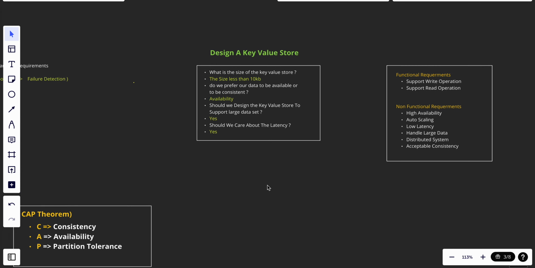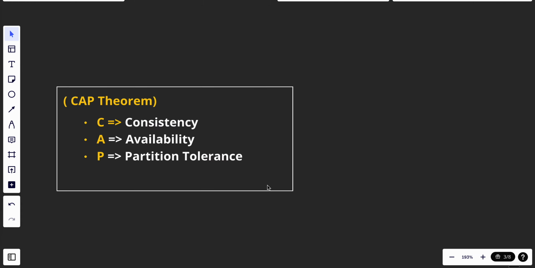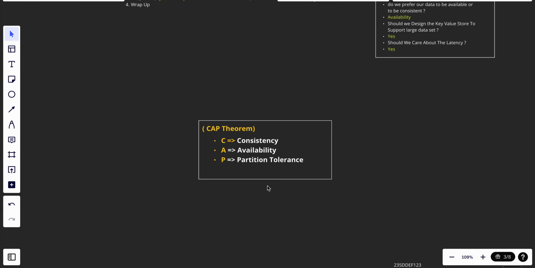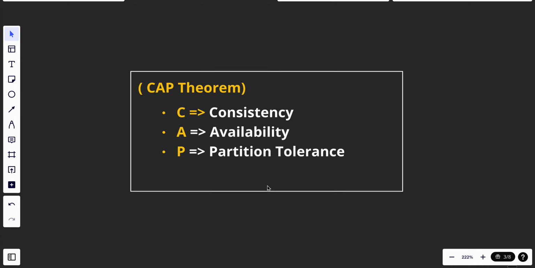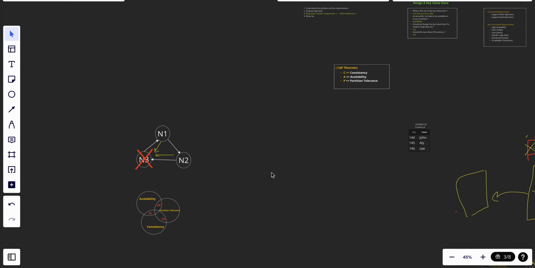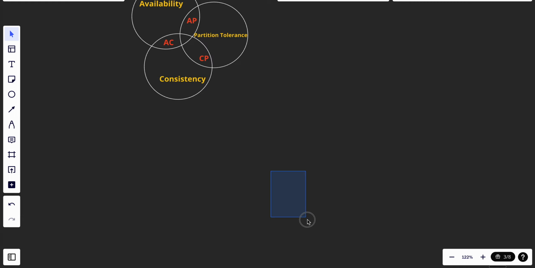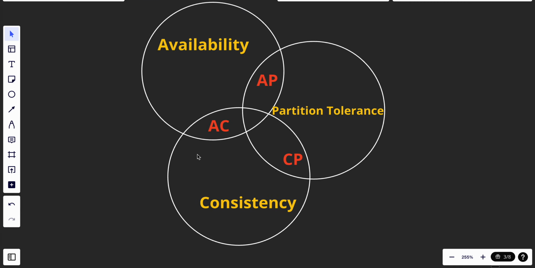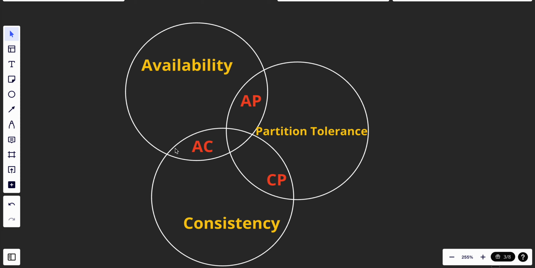So we don't want to make any assumptions at all in a system design interview. And after that we talked about the CAP theorem. When we talked about the high level design proposal, we said that it's not possible for any system to guarantee all three things together. It can only have two, and the other one will be sacrificed.